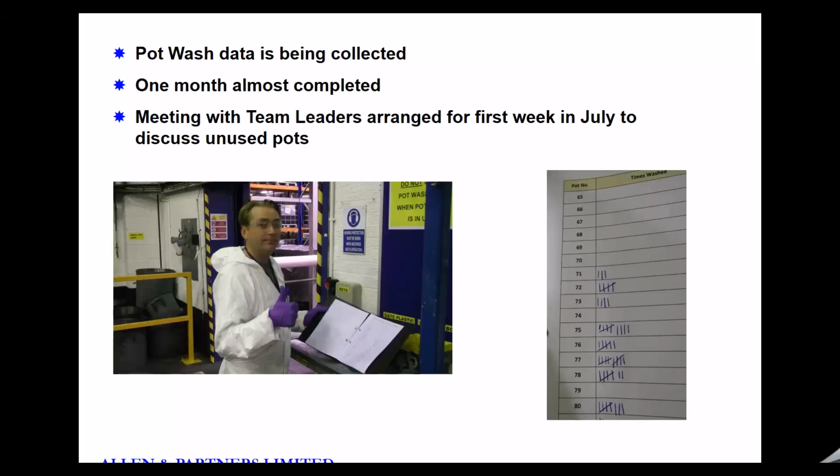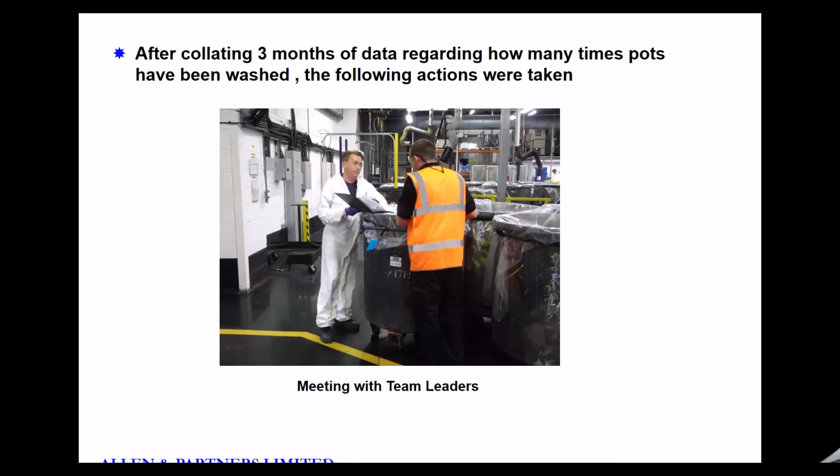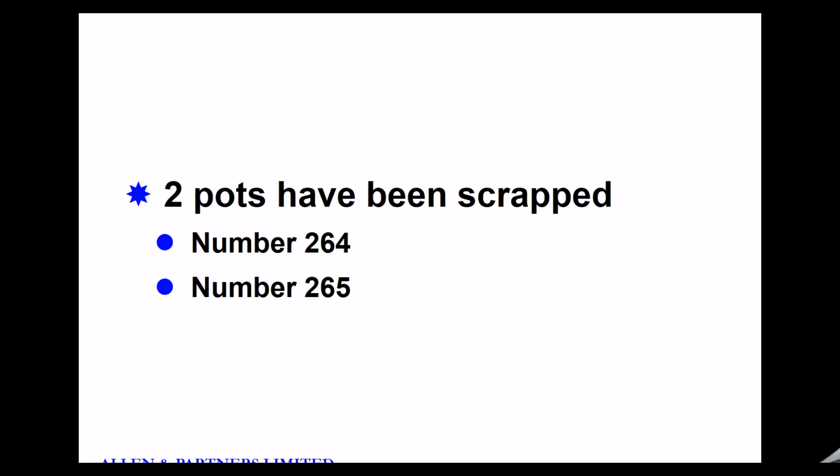So you can see that some of the 70s, not sure what size the 70s are, but they're getting an awful lot of work by the look of it, because they're getting washed on a pretty regular basis. So 3 months worth of data. They started looking at how many times pots were being washed. Since then, look, 2 pots have been scrapped. 264, 265 have gone. They've decided that they weren't being used at all, and didn't need to be in the system. There'll be others probably that will go, but now they're in control of the process.